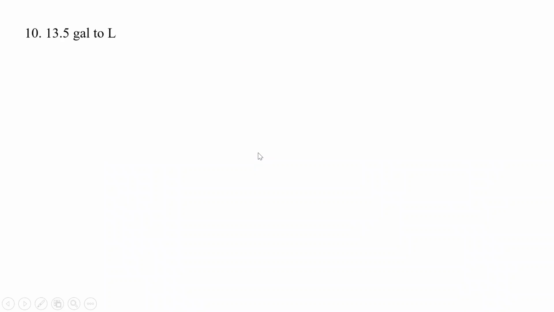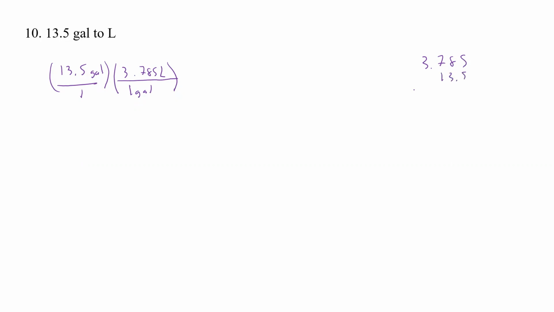13.5 gallons to liters. So 13.5 gallons over 1, to liters. Well, this one has an actual direct calculation. We have 1 gallon is 3.785 liters, and once we multiply, we're done. So I'll put the larger one on top, 3.785 times 13.5. So when I get done, I'll have to move it 4 decimal places.